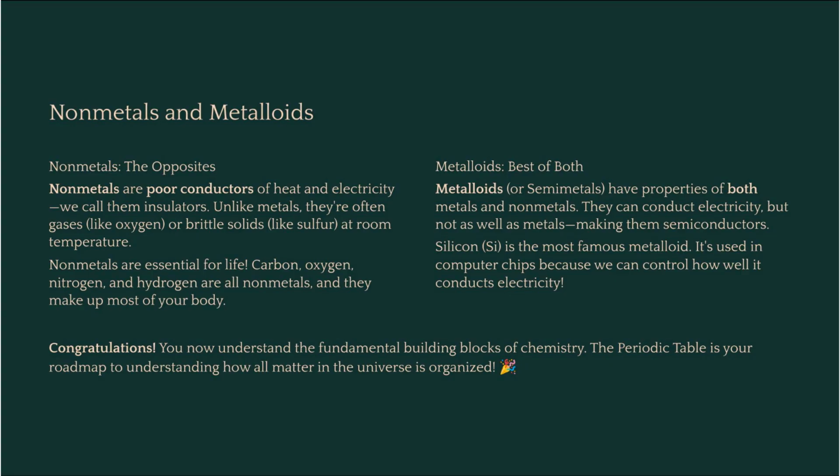On the other side, nonmetals are the opposite. They're usually poor conductors of heat and electricity, insulators, and they're often gases like oxygen or brittle solids like sulfur. The elements along the dividing line are the metalloids. They're like chameleons, showing properties of both metals and nonmetals. The most famous metalloid is silicon, which can conduct electricity just enough to make all the computer chips that run our phones and laptops. That versatility makes them incredibly valuable.